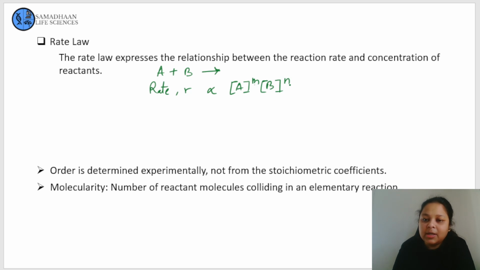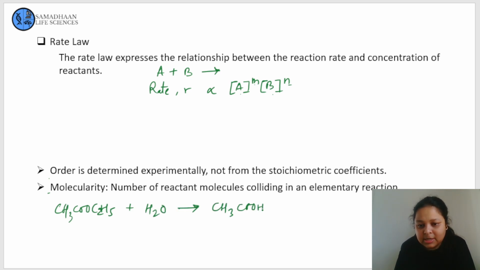Now this m and n are the order of the reaction with respect to A and B. What's the order? Order is how the reaction rate depends on the concentration of the reactants. Now this order is different from molecularity. So let's first discuss molecularity. I will take an example reaction here, CH3COOC2H5. This ester is reacting with water to form acetic acid and ethanol.